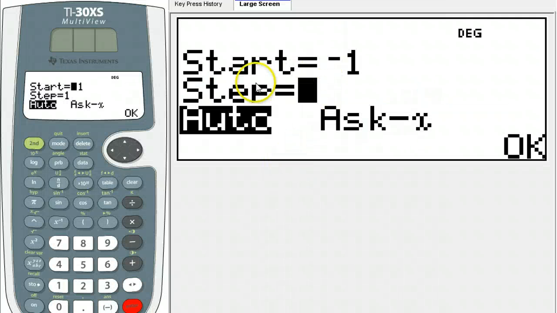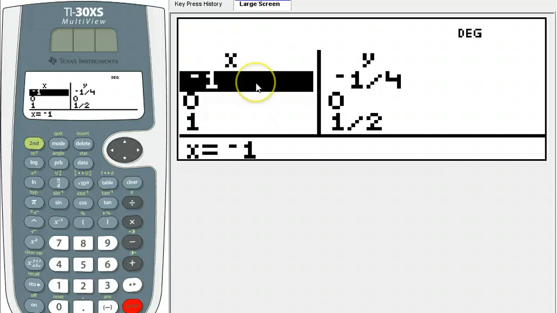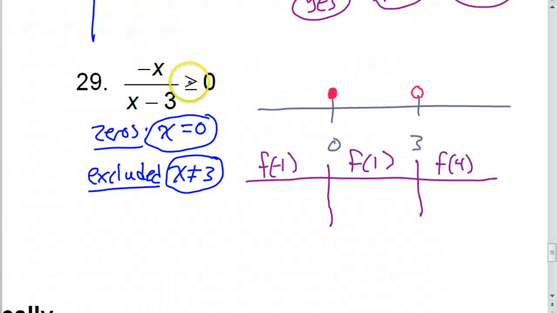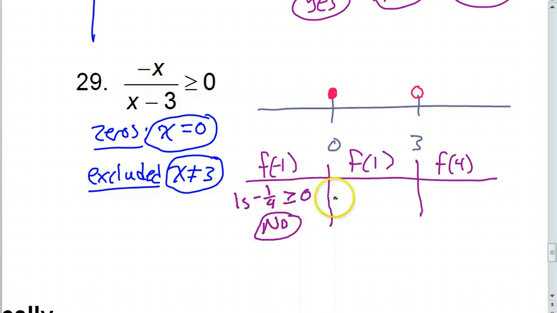All right, and the first thing I wanted to look at was -1. And look, it's already at -1, so I'll just keep it. At -1, we have -1/4. Now we want things to be greater than or equal to 0. Is -1/4 greater than or equal to 0? No, it's a negative number. It's not greater than 0.